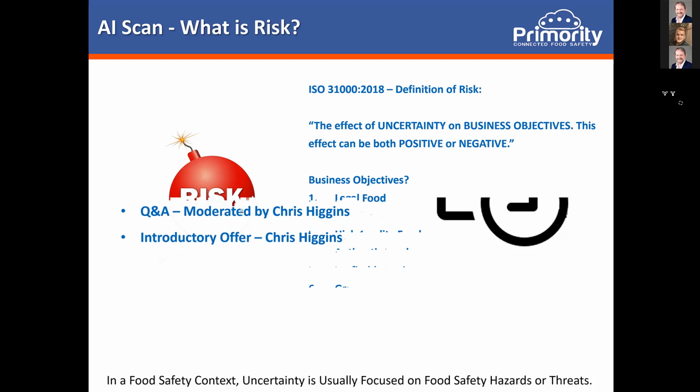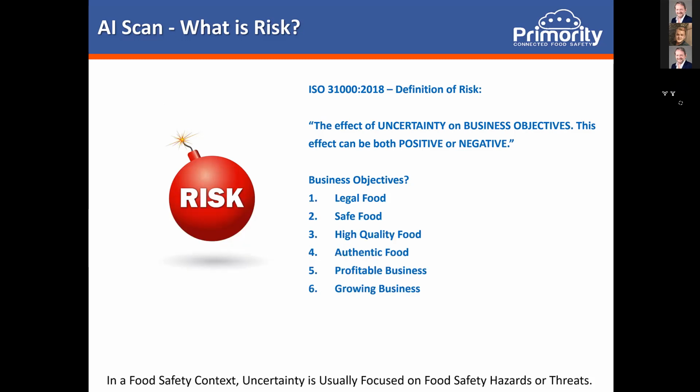But the first question we have is, we talk about risk every single day, risk management, hazard analysis, and all these kind of things, and very few people actually talk about what it is, what it means. So we thought we'd start with the definition of risk as defined by the International Standard on Risk Management, ISO 31000. So as you can see on the screen, it's the effect of uncertainty on business objectives.